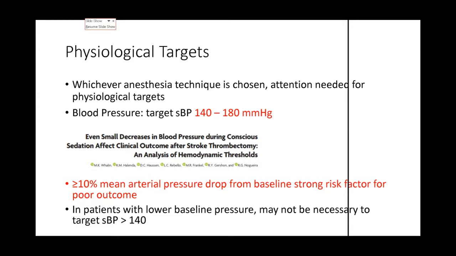And there was a single-center study that was published in 2017. It was a sample of 256 patients, and they did show that a 10% drop in MAP from baseline was a strong risk factor for poor outcome. And they did also mention that in patients presenting with a lower baseline, maybe patients presenting with a blood pressure of 120 to 130, it may not be necessary to target blood pressure over 140.